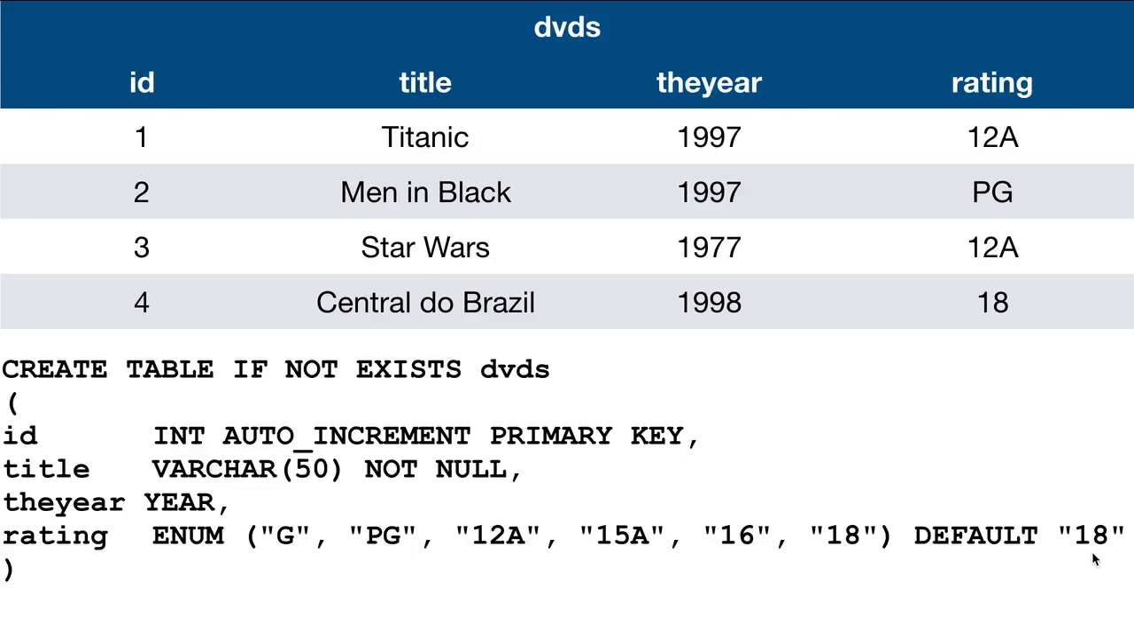Clearly using a default of PG, for example, would be pointless. It doesn't give us anything. So technically we're not insisting that there is something in this field. But if when you're adding a movie to the database, you don't specify the rating, well then 18 will go in as default. So I think that's quite sensible. So let's add that and see how we go.